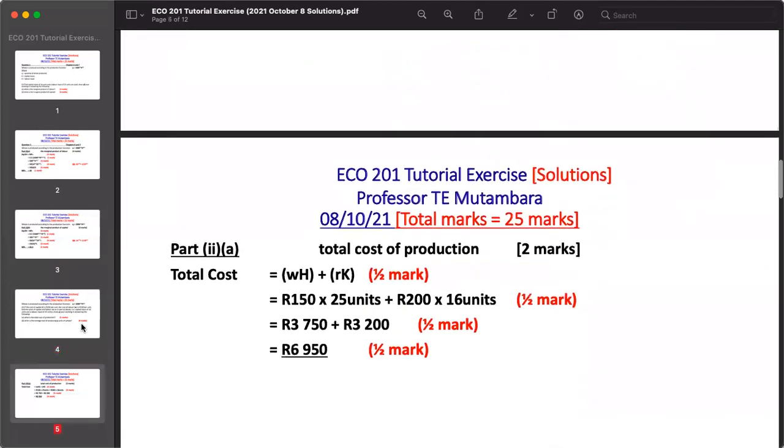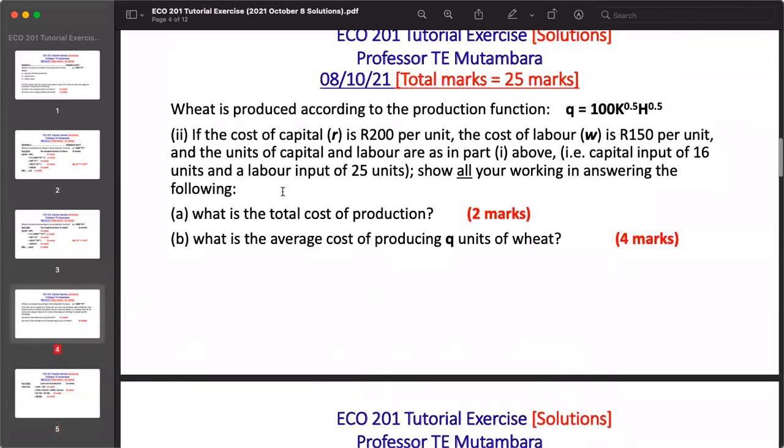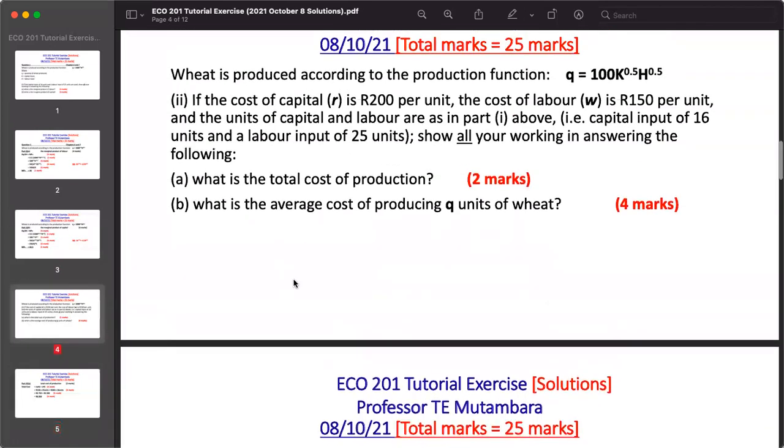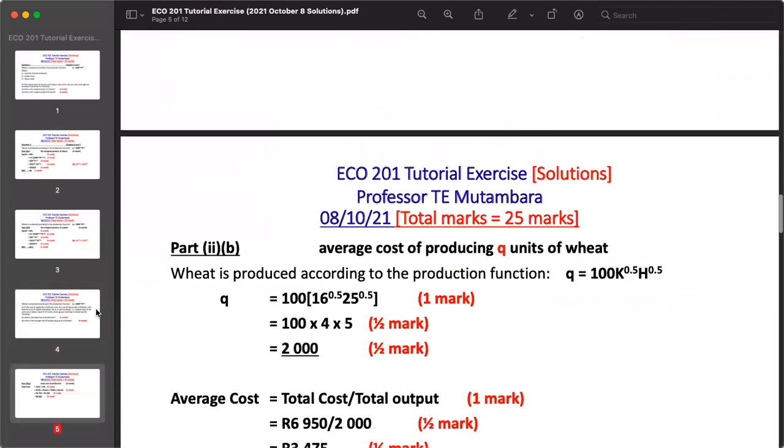So let's move on. Your total cost of production is for 2 marks and is defined by the following formula. You need to know what each stands for. W stands for the cost of labor and R stands for the cost of capital. H is your labor, and K is your capital. Substitute, and then you should get everything that you need. Please show your workings, because in the exam, or in a test setting, in any setting, just when you practice, be able to show that you understand everything fully.